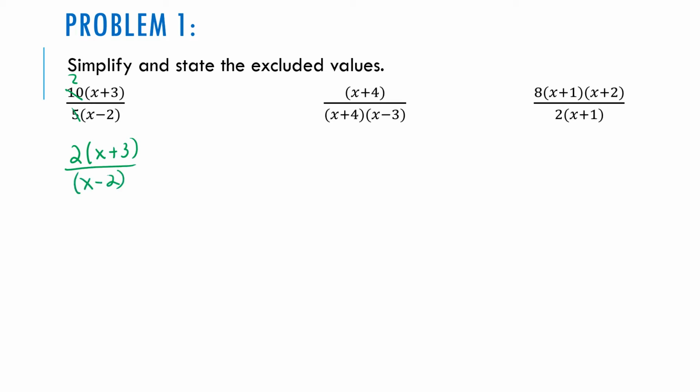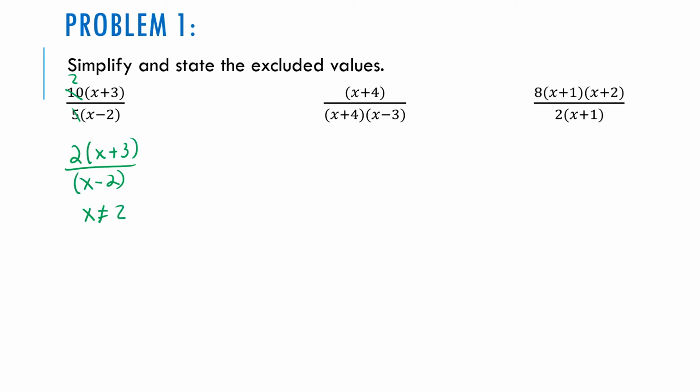The x plus 3 and the x minus 2 can't cancel out. They are not the same, so there's nothing I can do there. The last thing I need to do is state the excluded value. The excluded value is the value for x that would make the denominator be a 0. So in this particular problem, x cannot equal positive 2.